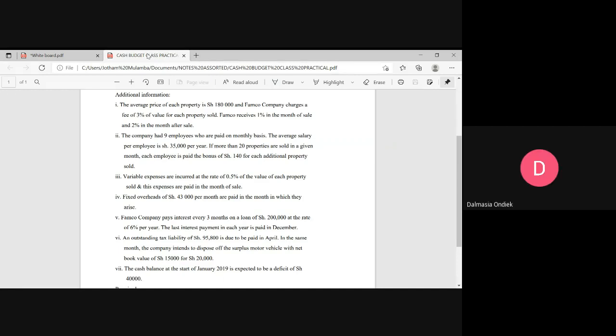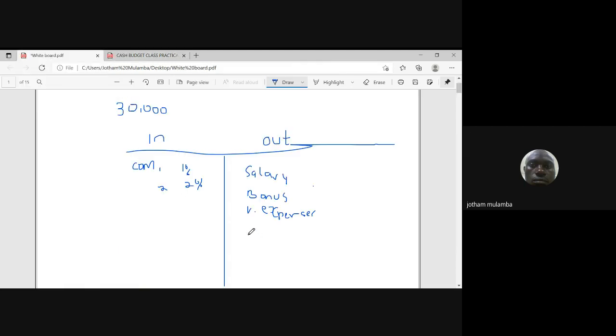Number 4, fixed overheads of 43,000 per month are paid in the month in which they arise. Yes, we have fixed overhead. That's our money out. Next.